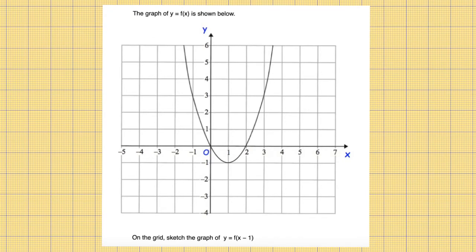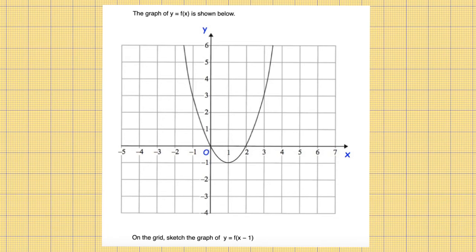Let's do a typical GCSE question. The graph of y equals f of x is shown below. On the grid, sketch the graph y equals f of x minus 1. Because the 1 is inside the bracket, the graph either moves to the left or to the right. Because it is negative 1, the graph will move one space to the right.